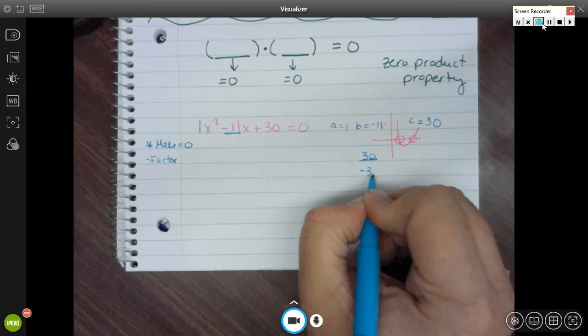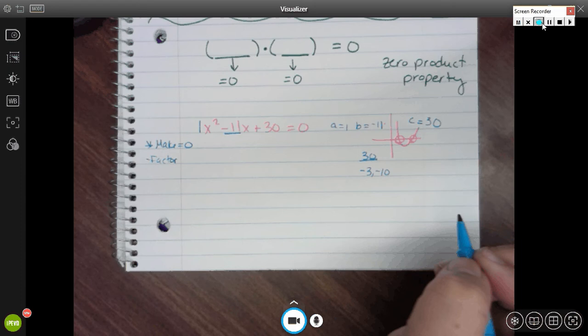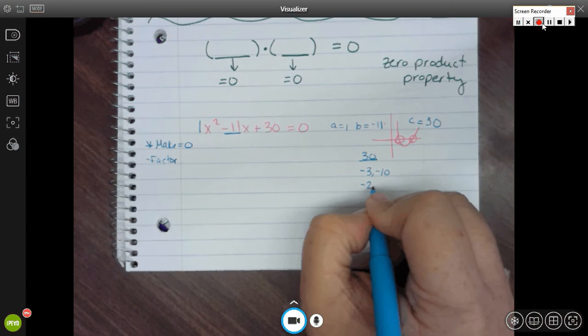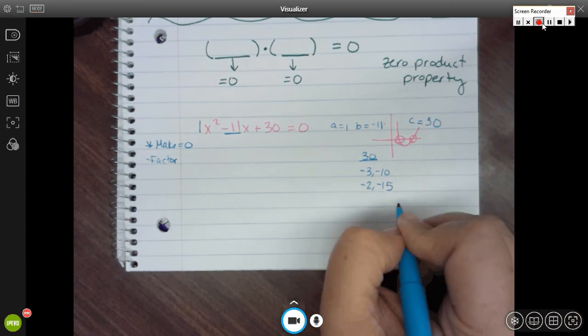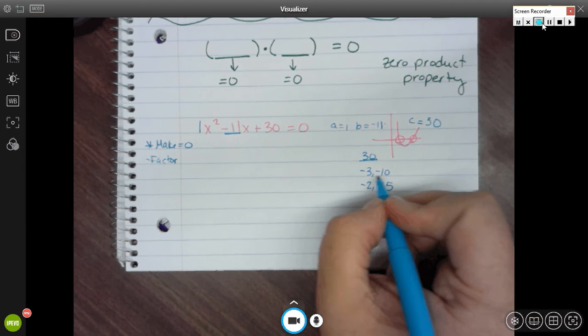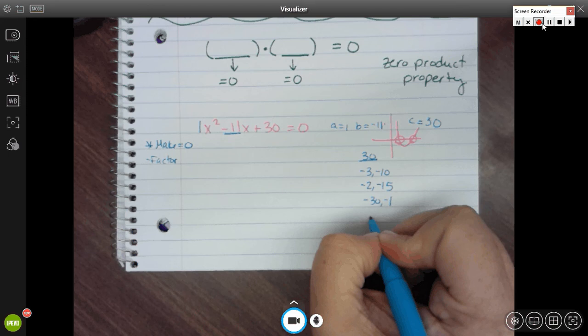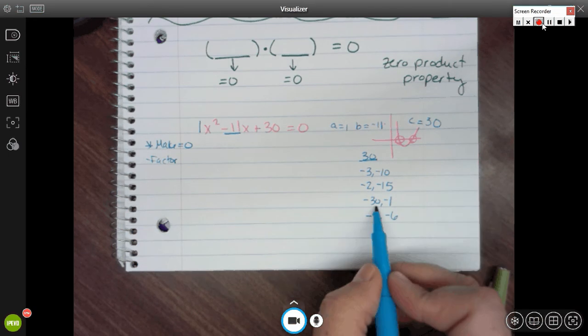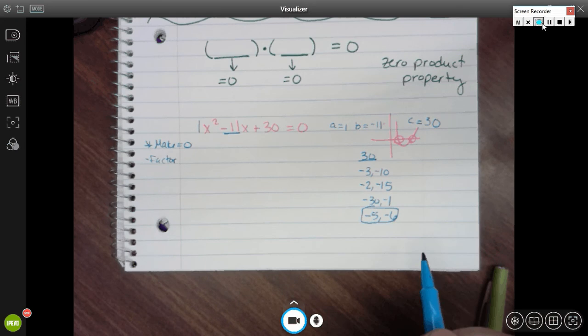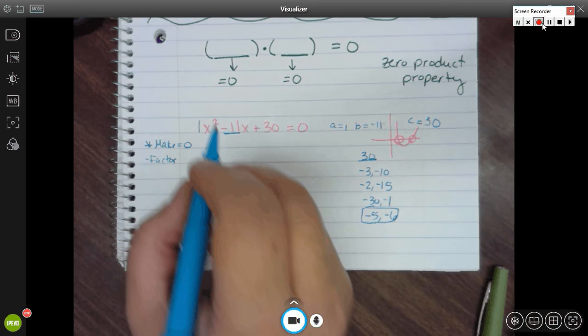I'm just going to start listing some out here. I'm not real sure what they are, but I'll find them eventually, right? Negative 3 and negative 10, negative 2, negative 15, negative 30, negative 1, negative 5, negative 6. Hold up, wait a minute. There it is. Okay, there's my two factors. So I'm going to rewrite.